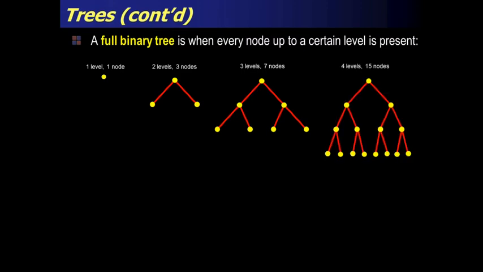4 levels, 15 nodes. Now, let's see how mathematical you guys are. Can you figure out a relationship between the level and the number of nodes? And I'm going to warn you, it's not an easy formula. So at 1 level, we get 1 node. 2 levels, 3 nodes. 3 levels, 7 nodes. So what's the relationship between 3 and 7, 4 and 15, etc.? Or x and y?